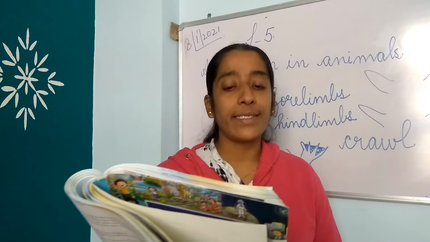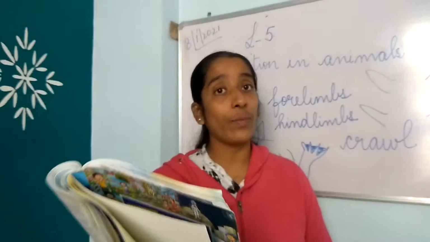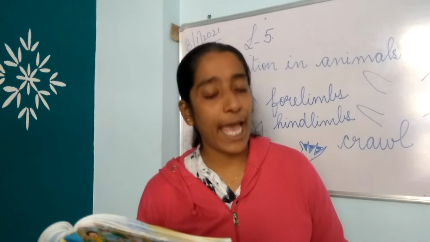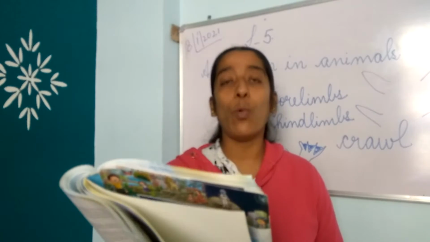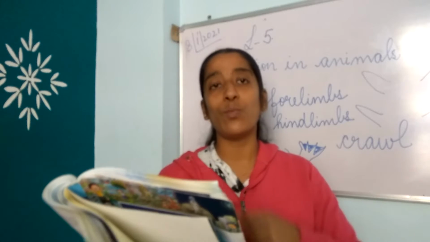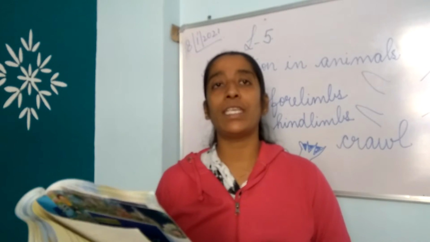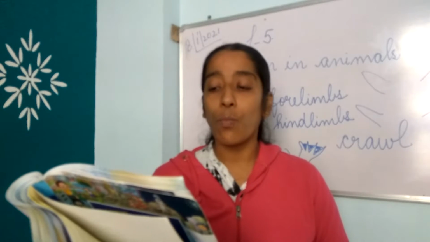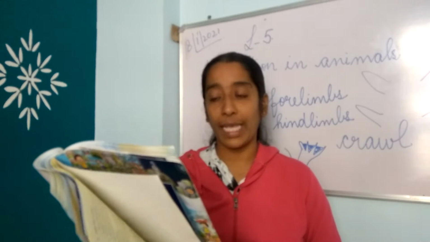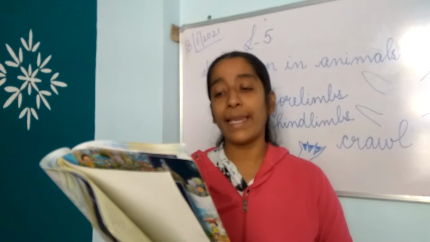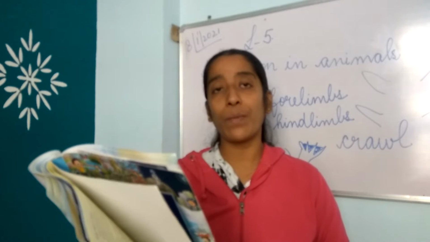Next, coming to the insects. Insects, how many legs do they have? They have 6 legs, and most insects use their legs to move around. Water insects, if you have seen children, water insects like boatman, you can see the picture there. Boatman, they use their legs as oars to swim in the water.